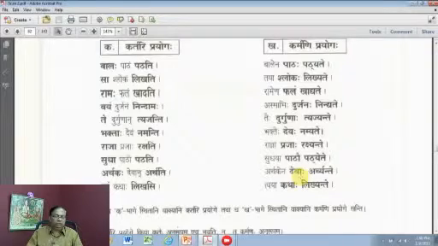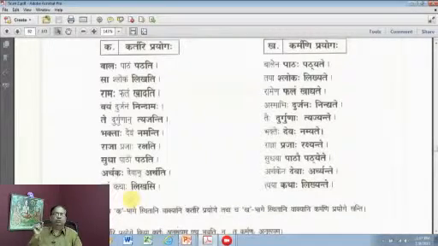And one last in this: Tvam Kathaha Likhasi. You are writing the stories. Katha Shabda is again like your Praja Shabda. This is Akaranta Strilinga Shabda. Katha, Kathe, Kathaha. Katham, Kathe, Kathaha. So Tvam Kathaha Likhasi. You are writing the stories.